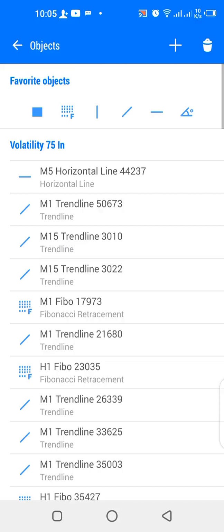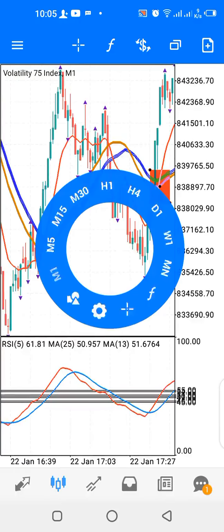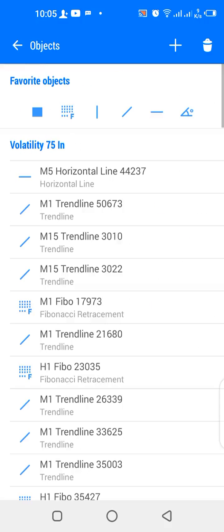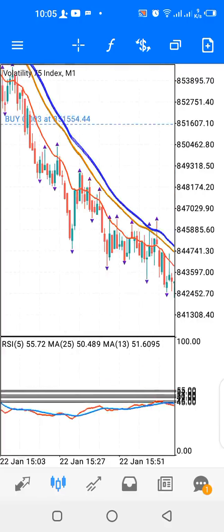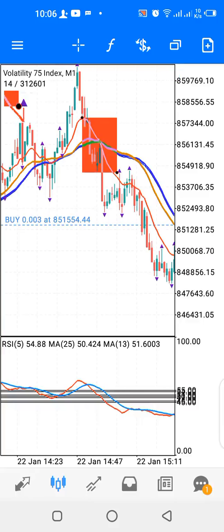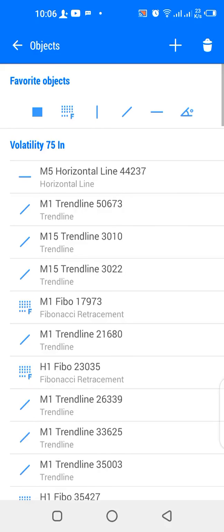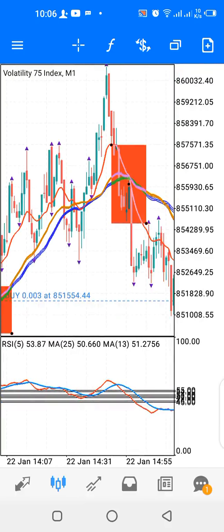When it crosses up, your buy signal. When it crosses down, your sell signal. If it crosses up, your buy signal. And if it crosses down, like you have around here, your sell signal. If it crosses up again, your buy signal. So that's basically how it works on the main chart.